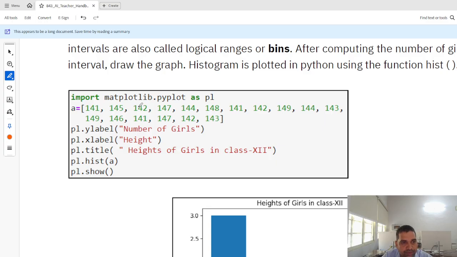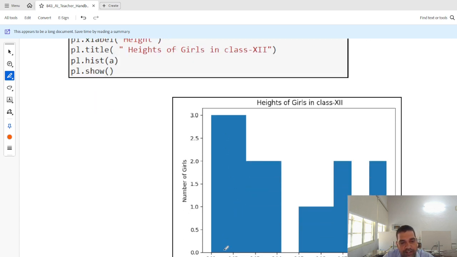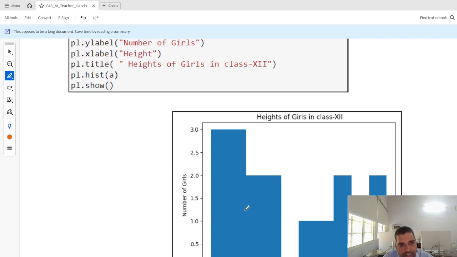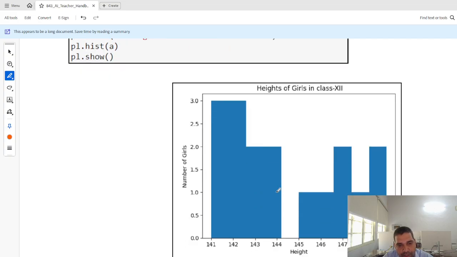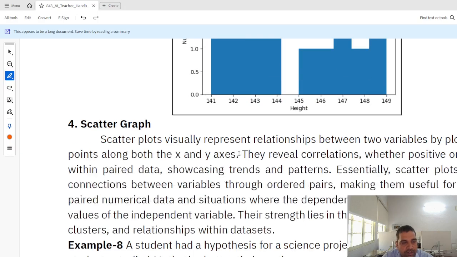Here height is 141 or 142. Yes, 141 is 3. So this end value is not included, as you know in the class bar: lower limit included, upper limit not included. So 141 and less than 142, that is 141 only. So 141 is 3. Similarly, 142 is 2, and 143 is 2. Same only. Now the scatter graph.